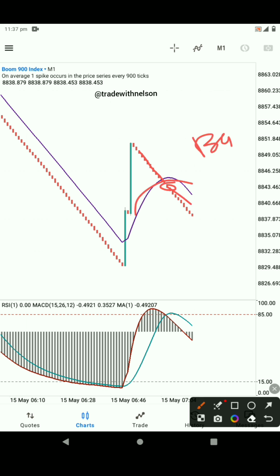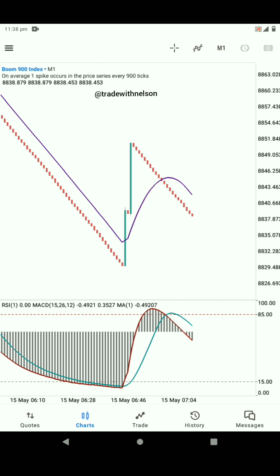This is the boom 900 market. Enter your sell and count your 5 candles.